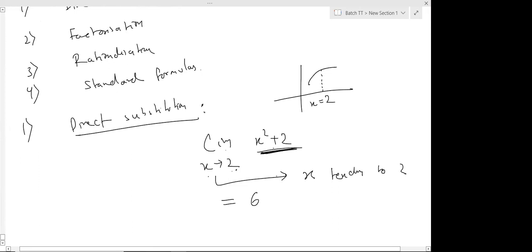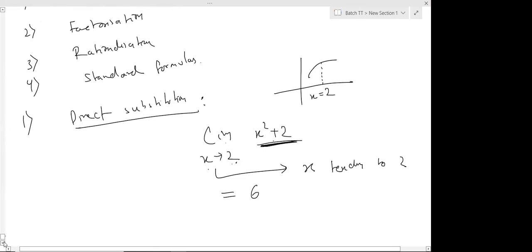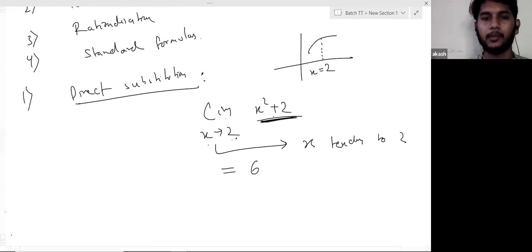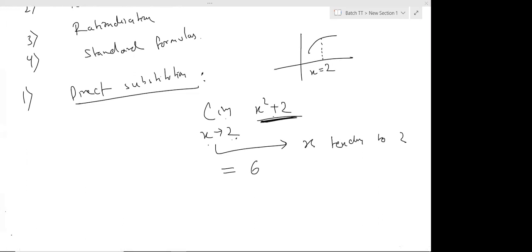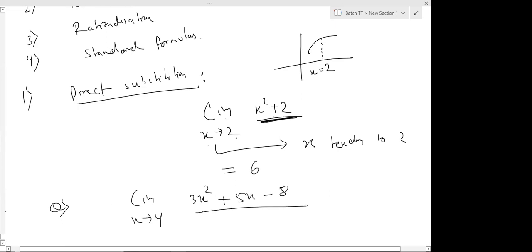I hope this is clear. Yes or no? All right, so let me give you a quick question on this. Just give me a minute. Limit x tending to 4, 3x square plus 5x minus 8 upon x minus 5. I need the answer here from all of you in the chat.